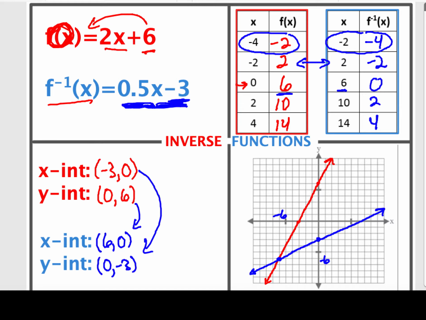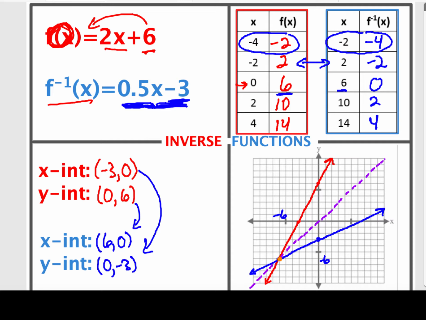In fact, a good relationship to remember, and a very important one: if you actually graph the line y equals x, it's going to be that diagonal line. It's sort of the parent function of linear functions, y equals x, or f of x equals x. It's always going to be a perfect line of reflection for your inverse function.